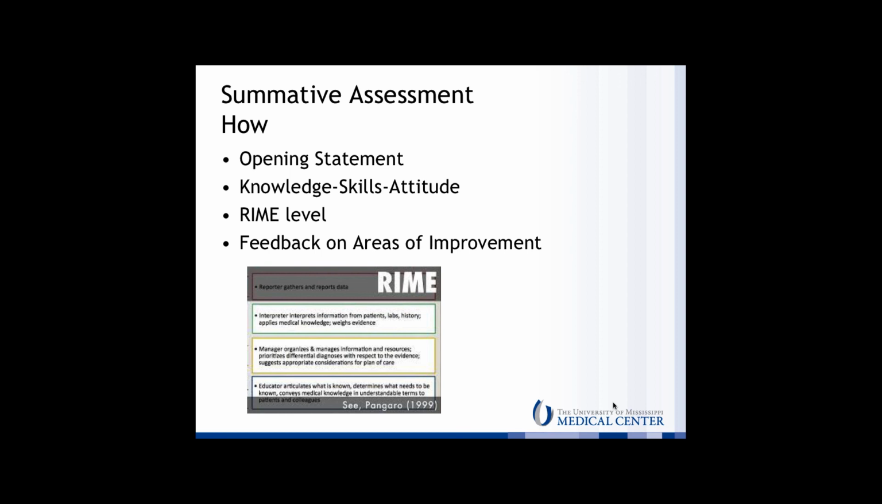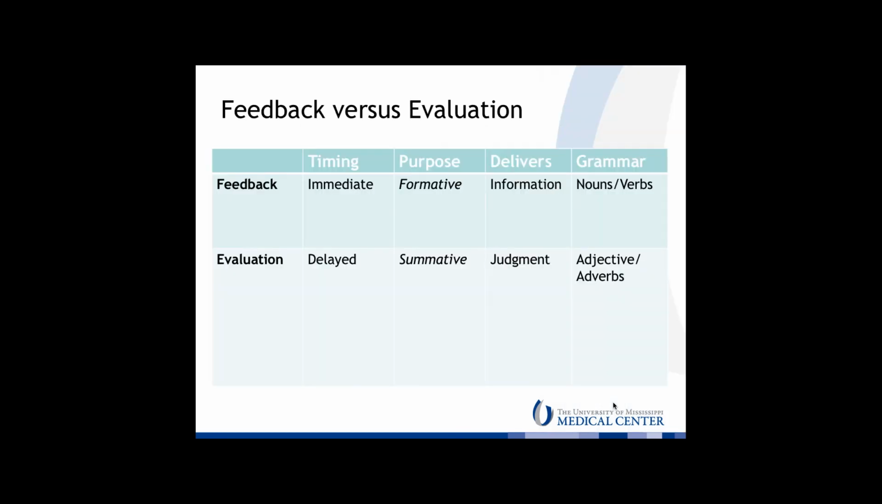And then providing their knowledge, skills, and attitudes, and then using the RIME level, because everybody in education understands this terminology. So are they at the reporter level, the interpreter level, the manager level, or the educator level, and why? Why do you feel like they're on any of those levels? And then give them the feedback on the areas of improvement. So remember, feedback or formative assessment is immediate and it gives information, whereas evaluation is delayed and gives judgment.